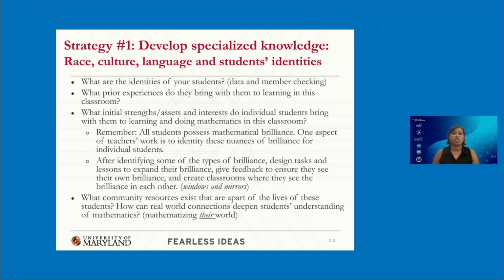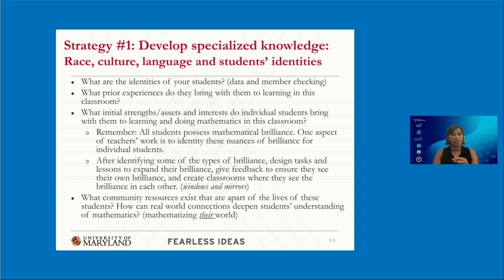Another part of the strategy is thinking about developing specialized knowledge around race, culture, language, and students' identities. What are the identities of their students? Not what does the paper say, but who do they say they are? What prior experiences do they bring with them to learning in this classroom? What initial strengths and assets do individual students bring with them to learning and doing math in your setting? Remember, all students have brilliance, right? Teachers got to figure out what the nuances of the brilliance are for individual students.